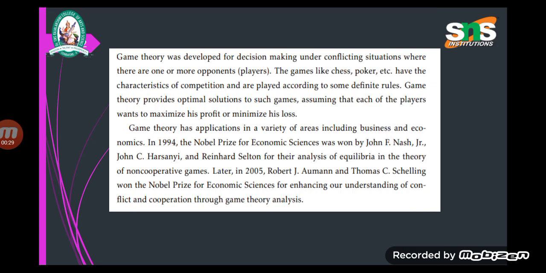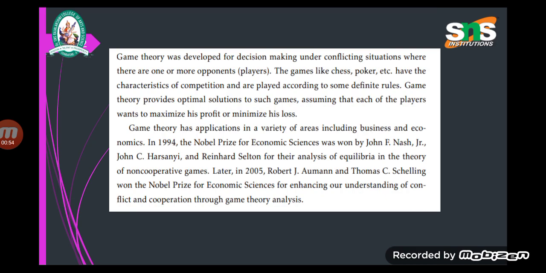Opponents in the sense players. In games like chess we have opponents. The characteristics of the competitions are that they are played according to some definite rules. For chess, there will be particular rules. For kabaddi, kho-kho, there will be particular rules. We have to play a game according to those rules only.